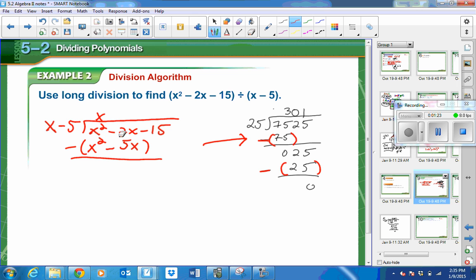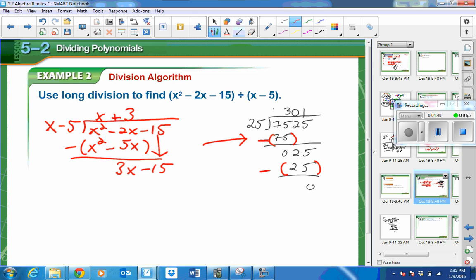Now up here we have negative 2x minus negative 5x. Well, that becomes negative 2x plus 5x, which gives us 3x, and now you bring down your minus 15. So we're going back to look at the first term. We have x. x times what is going to give us 3x? We're going to have plus 3 up here.